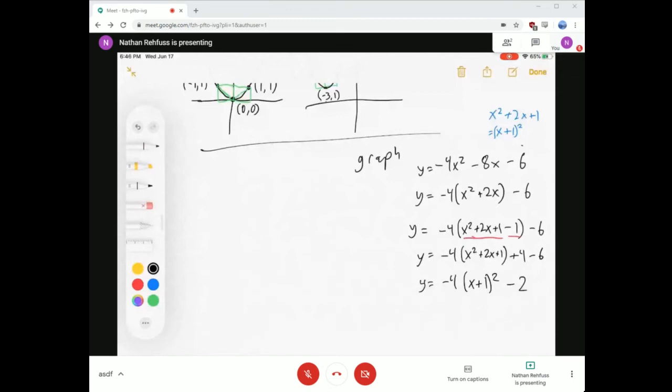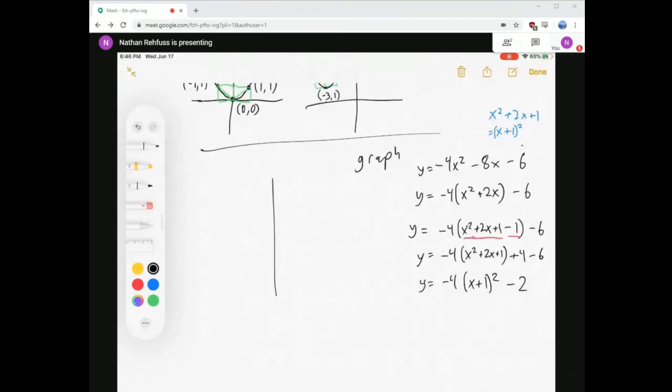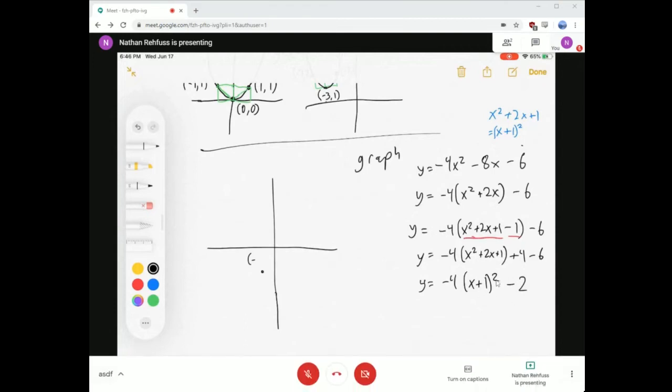So first off, the vertex is at -1, -2. So 1 to the left and 2 down. This goes 1 to the left, this goes 2 down. So here's my vertex.